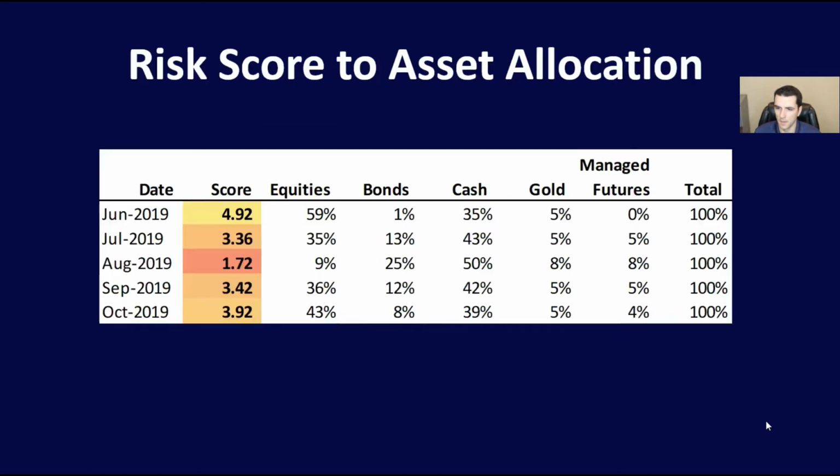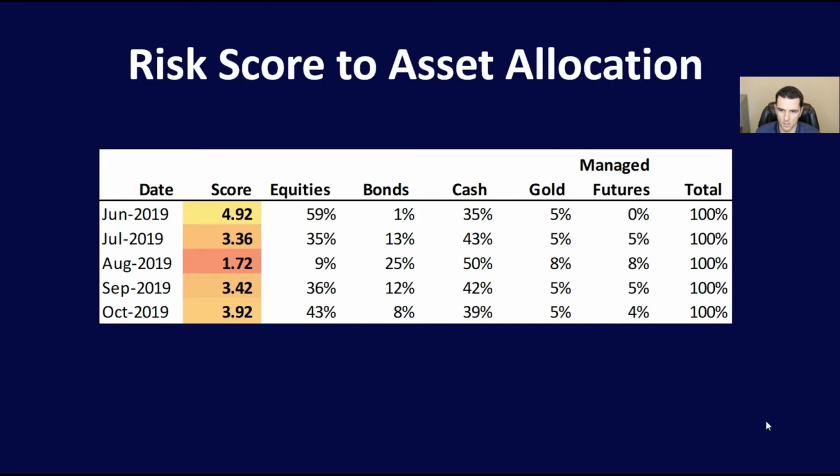So in terms of the risk score itself compared to recent history, this kind of shows the history. So June was kind of a high of 4.92, then July down, August at a low of 1.72. Very pessimistic, the indicators were showing then. September kind of a turnaround, October a little bit better. So you can see how this risk score helps me understand kind of what those economic indicators might be suggesting in terms of what I might be doing.